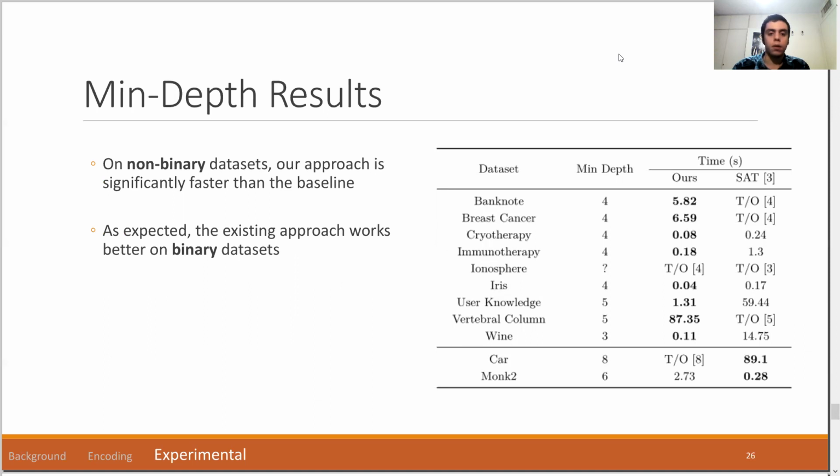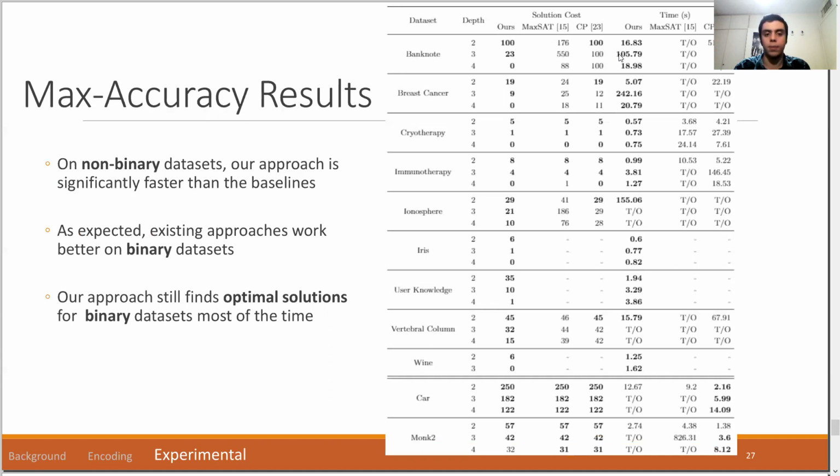The results, let's compare the results with our baselines. First, for the first objective, the mean depth objective, the results are as we expected. Our approach is significantly faster than the baseline on non-binary data sets. And on binary data sets, the baselines perform better. We see that in the improvements that our algorithm achieved, we have cases in which the baseline gets a timeout, but we solve the problem in a fairly fast way. And even if the baseline does not get a timeout, we're still solving the problem in a shorter amount of time.